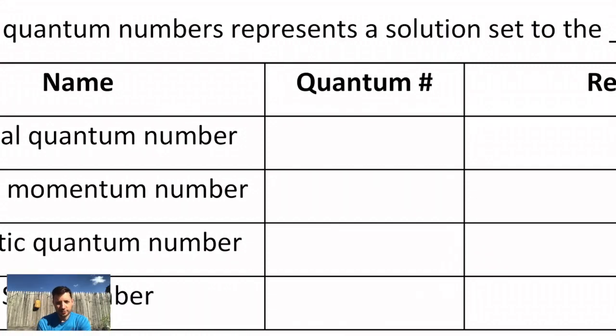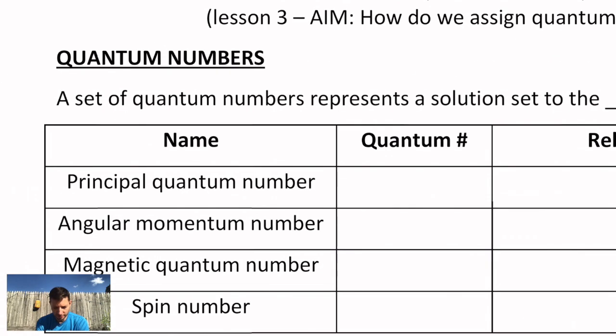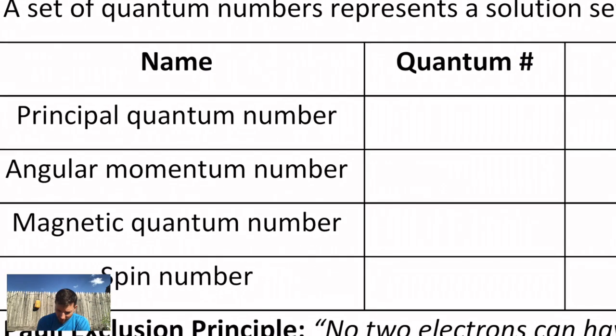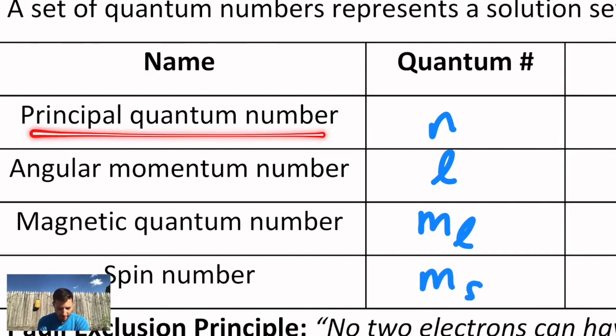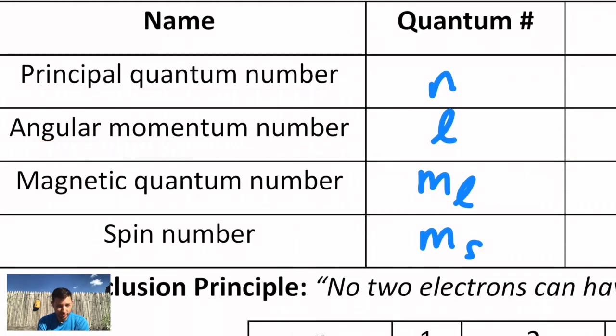Alright, chemists, in this lesson we are going to look at what are called quantum numbers, which essentially act as a set of coordinates for indicating where an electron is. There are four types of quantum numbers to know about, and they are denoted n, l, m sub l, and m sub s, and those refer to what's called the principal quantum number, the angular momentum number, the magnetic quantum number, and the spin number.